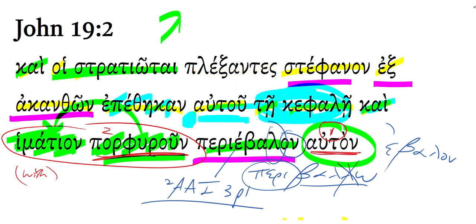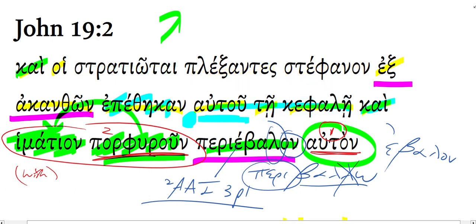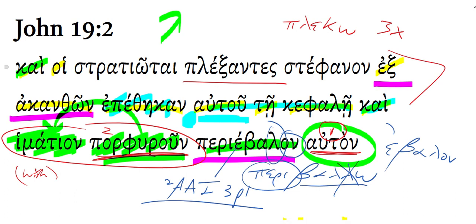Let's look at one other thing. The first line here, plexantes. Not surprised if you don't know that verb. It's the verb pleco. It only occurs 3 times in the New Testament, always in reference to this crown of thorns at the time of Jesus' crucifixion.